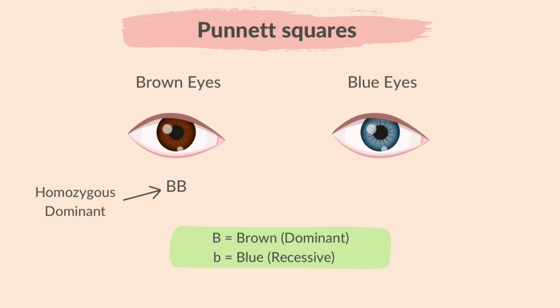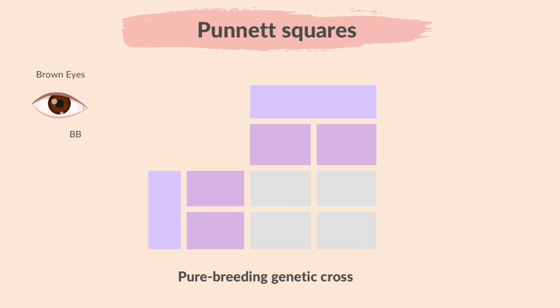So the homozygous dominant genotype for brown eyes will be capital B, capital B. And the homozygous recessive genotype for blue eyes will be lowercase b, lowercase b. In the first example, let's cross a pure breeding brown-eyed parent that is homozygous dominant capital B, capital B with a pure breeding blue-eyed parent or homozygous recessive lowercase b, lowercase b. So remember, the term pure breeding indicates that the individual is homozygous for that characteristic.